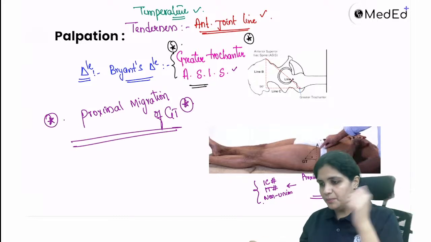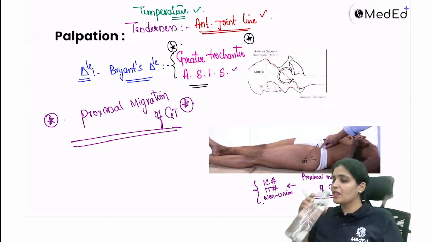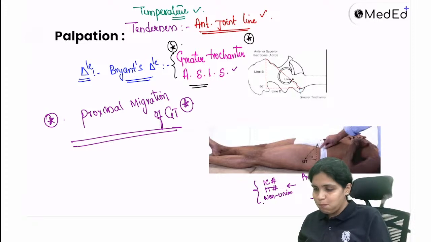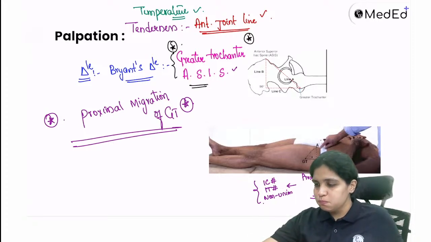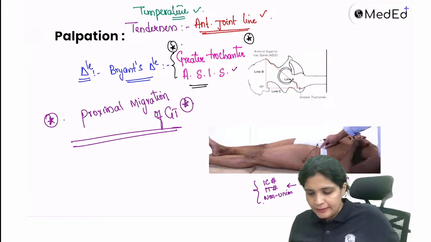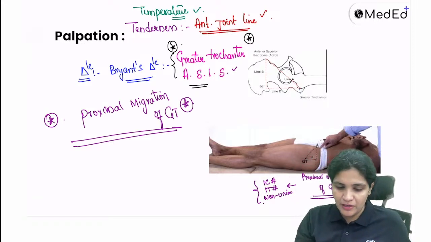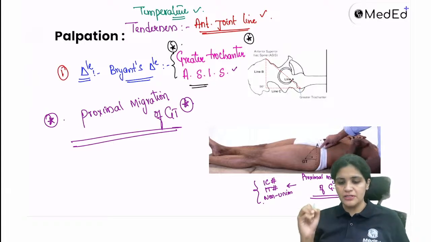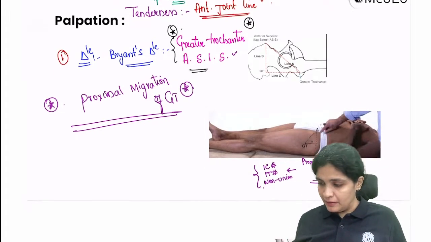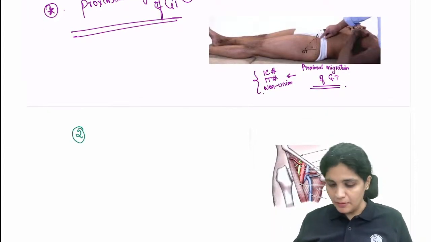Anybody wants me to repeat? Clear? So this is the first one which is very, very important. You have to remember what a Bryant's triangle is, right? The second one. Similarly, in the inspection, there is one more important thing which you have to remember, which is called the vascular sign of Narath.